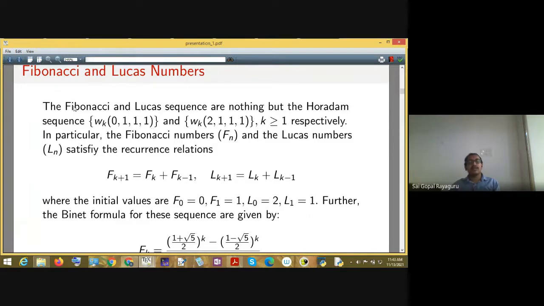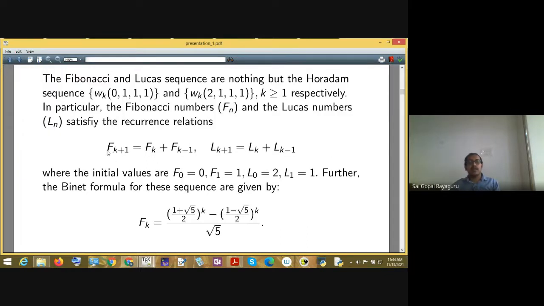So that gives the Fibonacci sequence, and in the case of the Lucas sequence, both P and Q are 1, but the initial values are A0 equal to 2 and A1 equal to 1. So the Fibonacci and Lucas sequences are particular cases of this Horadam sequence. And if we go to the recurrence, it will look in this form: F(k+1) equal to F(k) plus F(k-1), and L(k+1) equal to L(k) plus L(k-1).